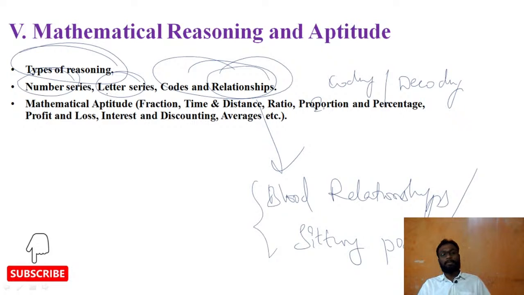Again, mathematical aptitude. In mathematical aptitude, generally there are fractions, time and distance, ratios, proportions and percentage, profit and loss, interest on discounting, and average. We are going to solve many questions from all these areas. You need not worry. You stay tuned with our channel and continuously watch our videos so that you will get helpful information.